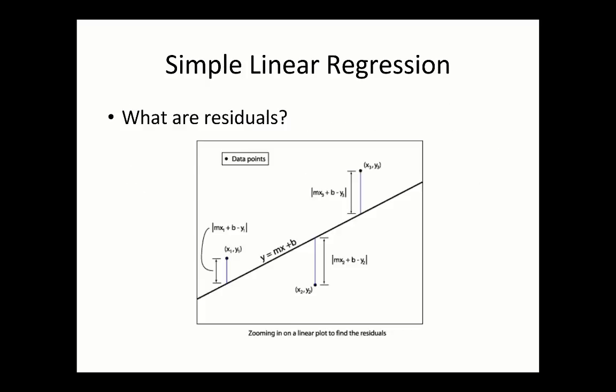But first, let me explain residuals. A best fit line is developed by minimizing residuals. Residuals are the difference in distance between the line and the data point. This is done iteratively, so that all the data points are as close as possible to the best fit line.